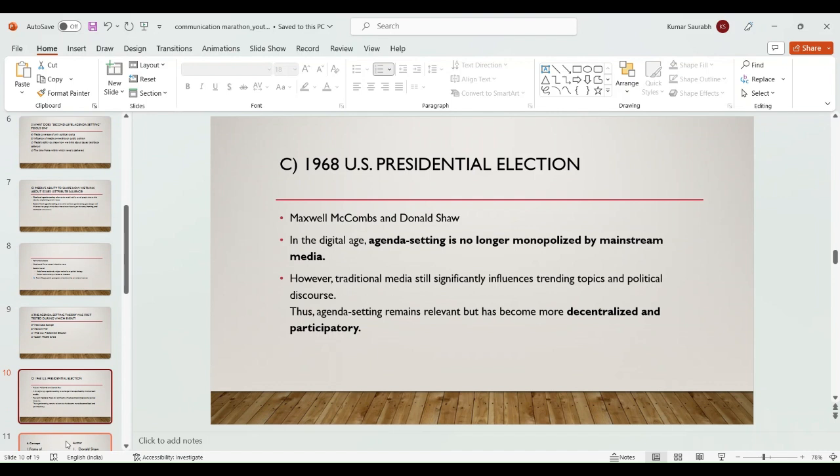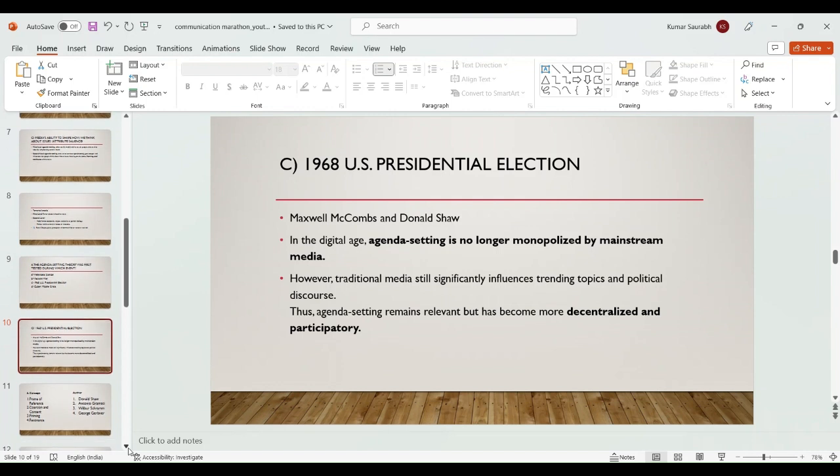In the digital age, agenda setting is no longer monopolized by the mainstream media. Now we have the third media, social media, and people are participating in it, commenting on it, and decentralizing it. Still, most of the TV channels are focused on agenda setting. But thanks to social media and the different social media news channels, we now stick to them because they are more unbiased, and they are taking account of all such events. So this is the most important thing.